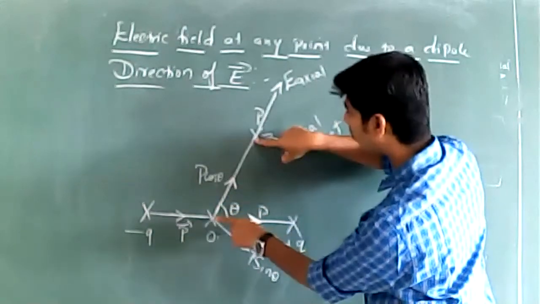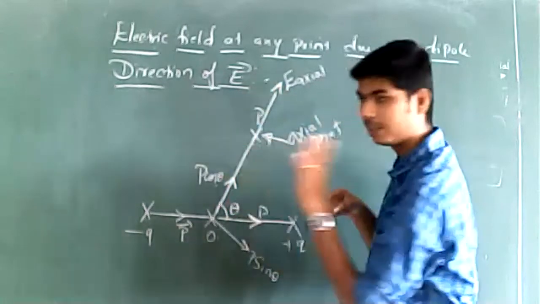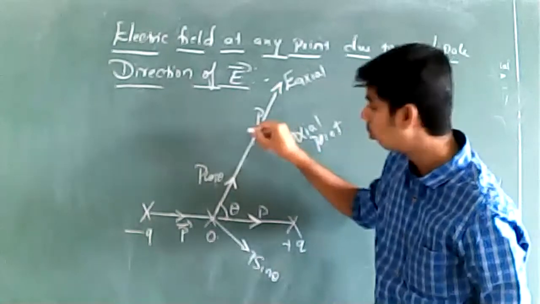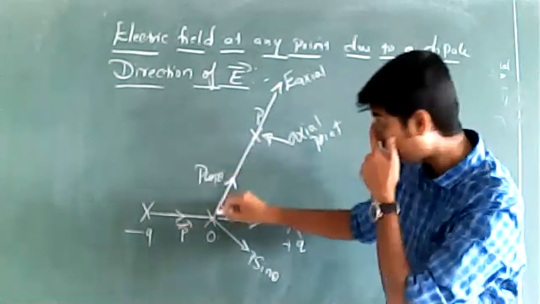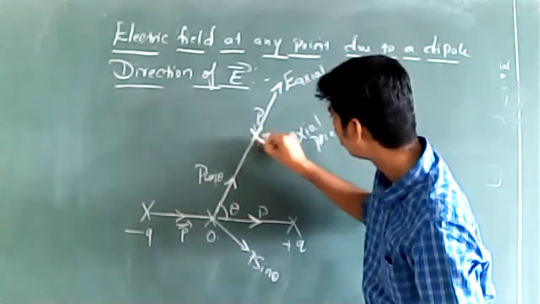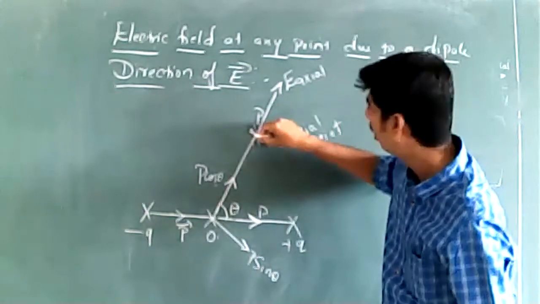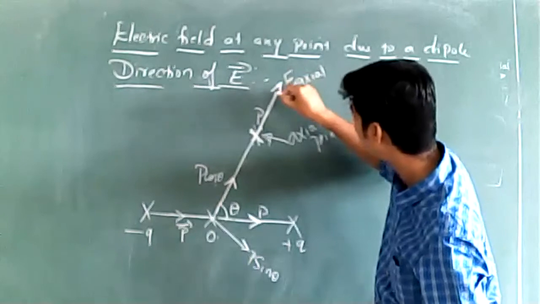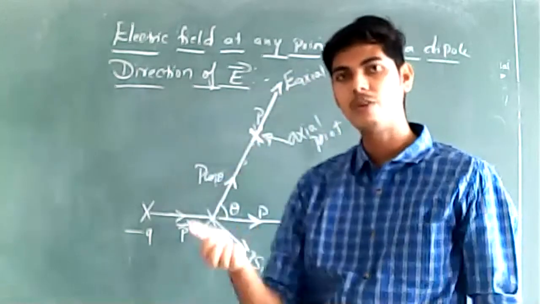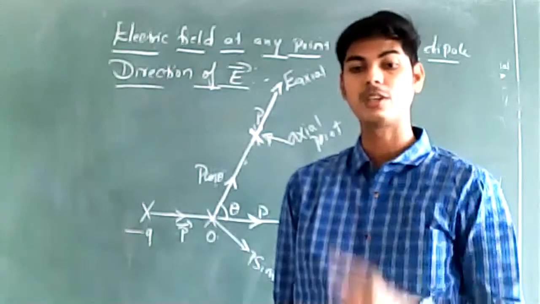You can consider this part as an electric dipole whose dipole moment is P cos theta. For this dipole, this point appears like an axial point. At a point on the axial line of a dipole, the direction of the electric field will be the same as the dipole moment. What should be the angle between the electric field and the dipole moment at a point on the axial line? Remember that angle.